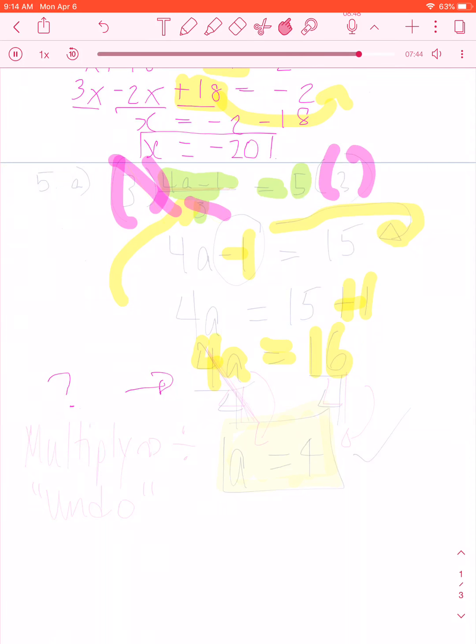So to undo multiplication, we're actually going to divide. That is how we undo our operations. So I'm going to divide both sides by 4. Notice how the 4 over 4 cancels. I'm now just left with a, and 16 divided by 4 is just equal to 4. So my final answer for this one is going to be a is equal to 4.